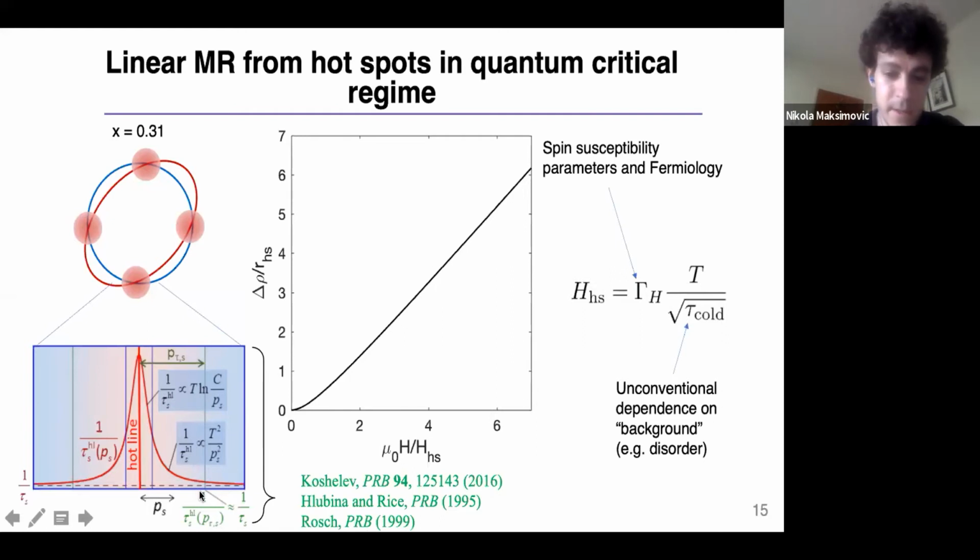In this case, because these calculations are not done in the relaxation time approximation, the transport properties will depend on sources of scattering in somewhat of a nonlinear way. So if you increase the background scattering, that has this very unconventional square root scaling on the magnetoresistance parameters. And this is something that we can test.